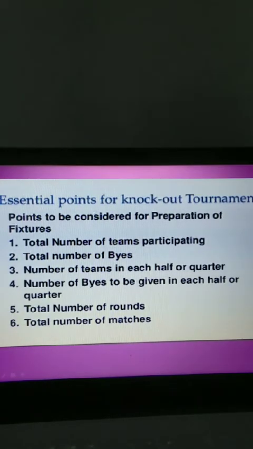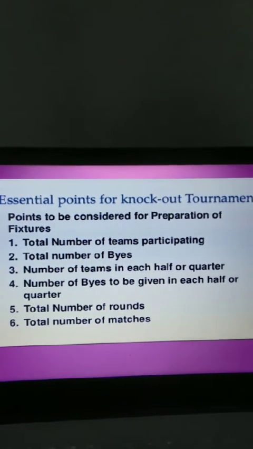Now, essential points for a knockout tournament. What are the essential points? Points to be considered for preparation of the fixture. First one, total number of teams participating. This we should know. This is the capital N. We know the total number of participating teams by capital N.